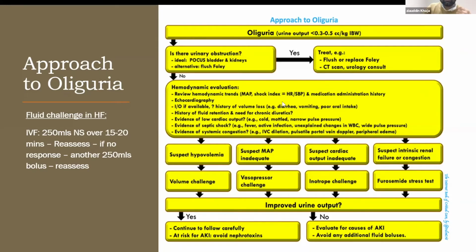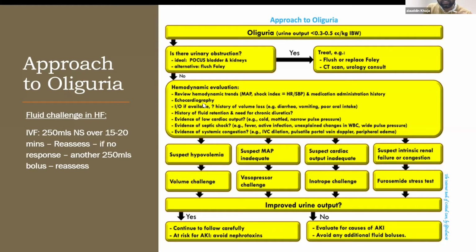Right, and then considering hemodynamic evaluation, so just to see if the patient is maintaining enough mean arterial pressure. Having a normal mean arterial pressure means that the kidney is getting enough blood flow for it to generate enough urine and maintain its function. And then any nephrotoxic medications.